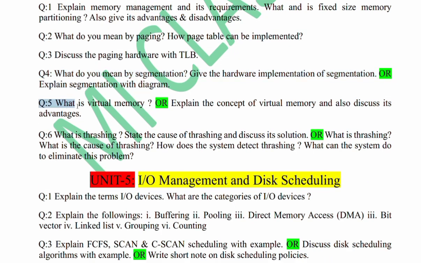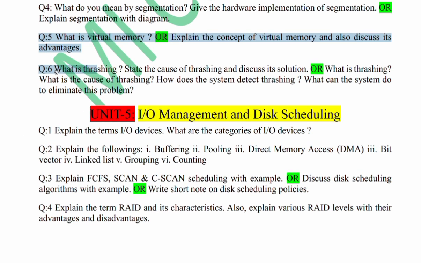Question number fifth is, what is virtual memory? Explain the concept of virtual memory and also discuss its advantages. Question number 6. What is thrashing? State the causes of thrashing and discuss its solution.